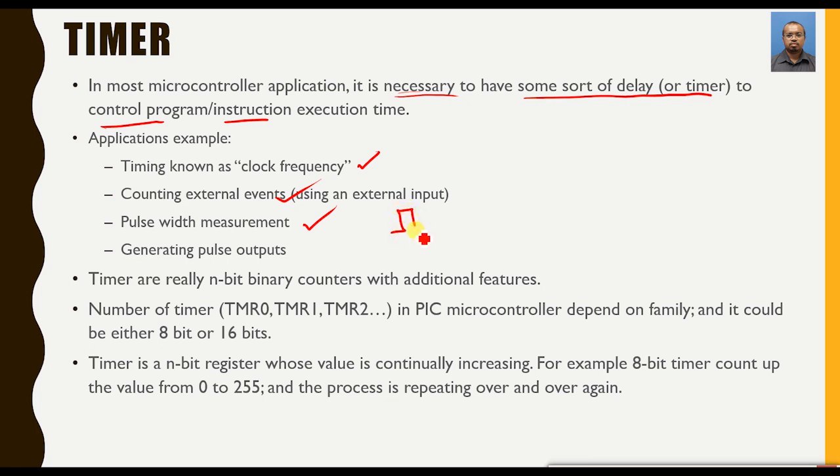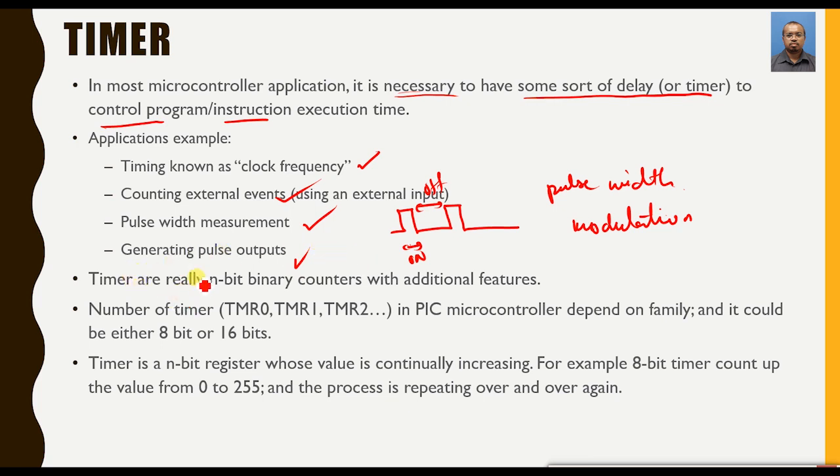What is PWM? Like this is PWM. This is on time, this is off time. Pulse width modulation. So we control the pulse, which means the on time against the one clock cycle. And then we also use it to generate pulse output.